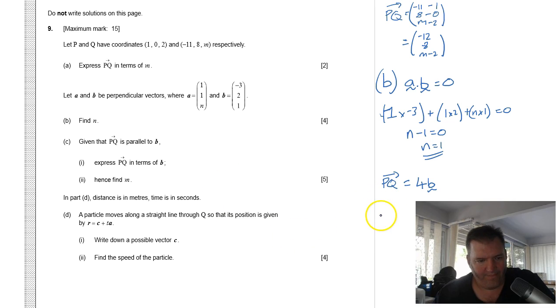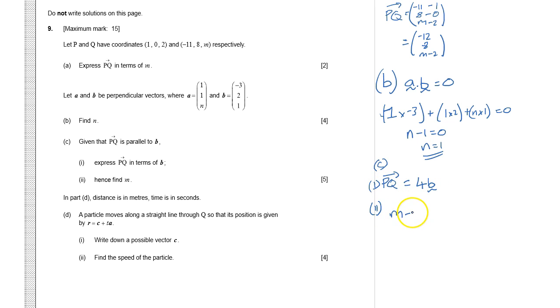Finally, we've got find m. So that's C part 1, C part 2. There we had, because it was a multiple of it, we could see that the multiple was 4. So now we know that m minus 2 must be equal to 4 times the corresponding component in B. So the final component of PQ, m minus 2, has to be 4 times 1, the corresponding component of B, and then I add 2 to each side. And I found m equals 6. Flying through it, there's 11 marks. It's only taken us 3.5 minutes, so you've got plenty of time left. Although I haven't done the last little bit here.